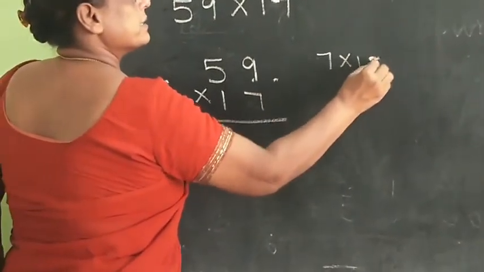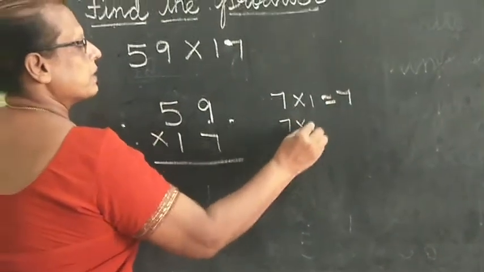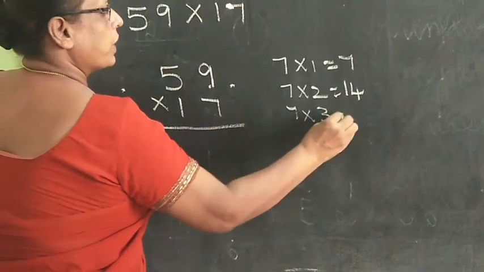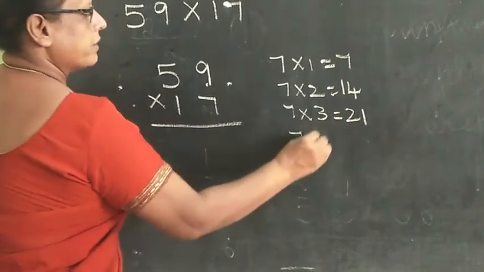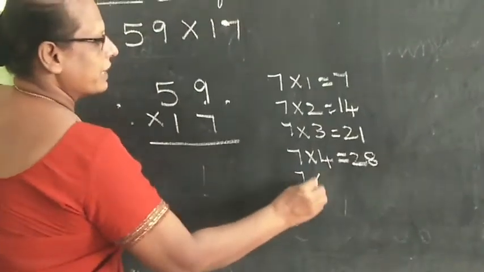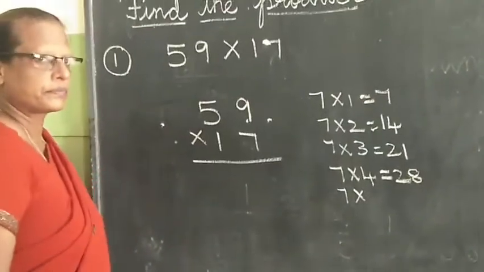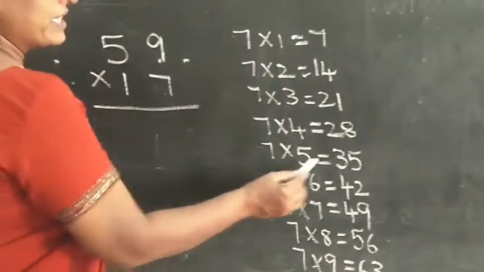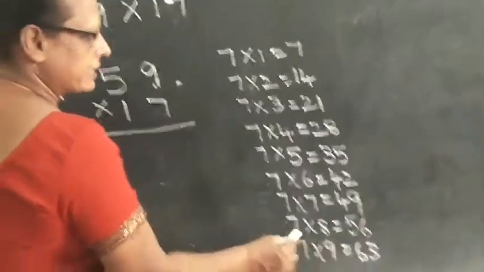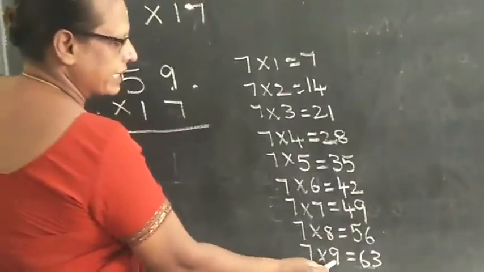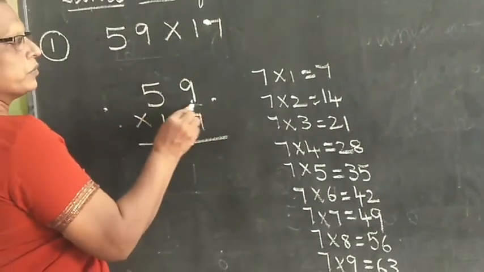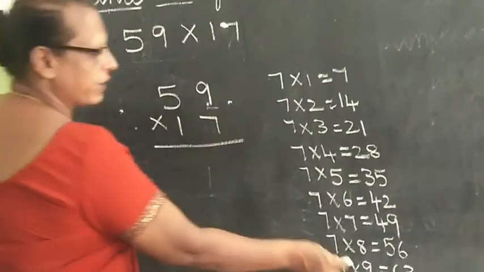7 1 is 7. 7 2 is 14. 7 3 is 21. 7 4 is 28. 7 5 is 35. 7 6 is 42. 7 7 is 49. 7 8 is 56 and 7 9 is 63. Why have I written till 9, children? Because here, see, this is the biggest number, 9. So I have written till 9.